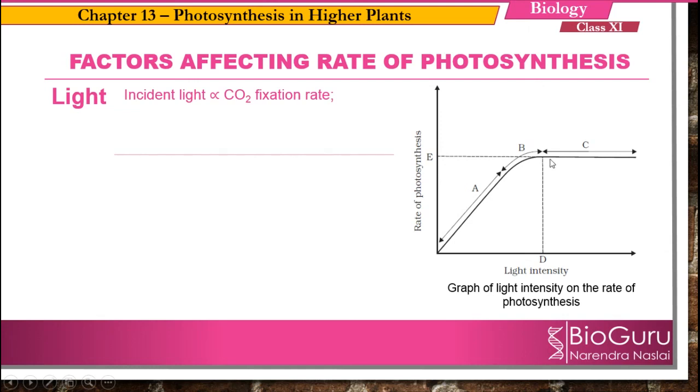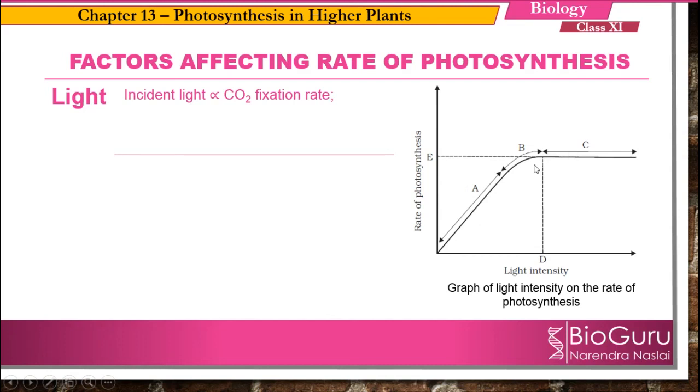After that point, if you go on increasing the light intensity, there is no increase in the rate of photosynthesis. Why? Because this point D represents the point where the rate of photosynthesis is maximum and becomes constant. Beyond this point, if you increase the light intensity, the other factors are going to become limiting. Other factors like carbon dioxide concentration, temperature, as well as water.